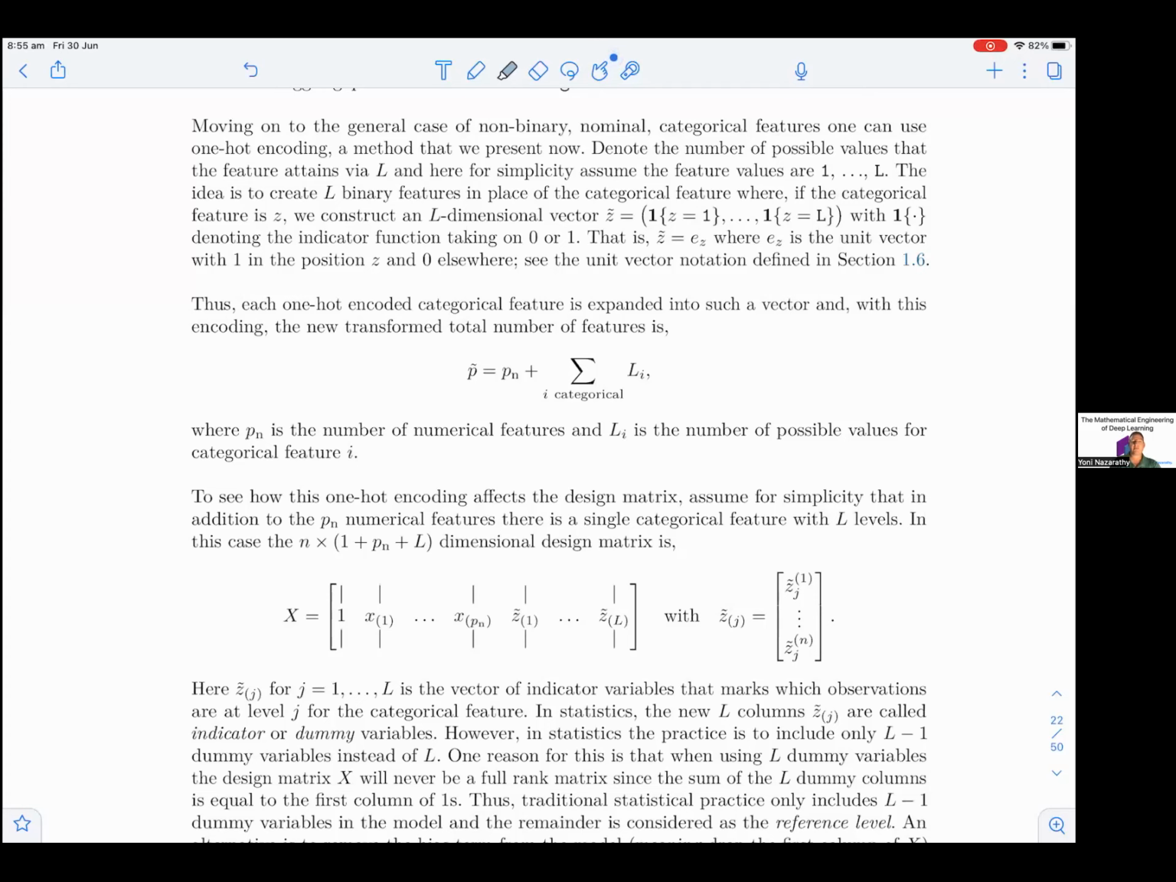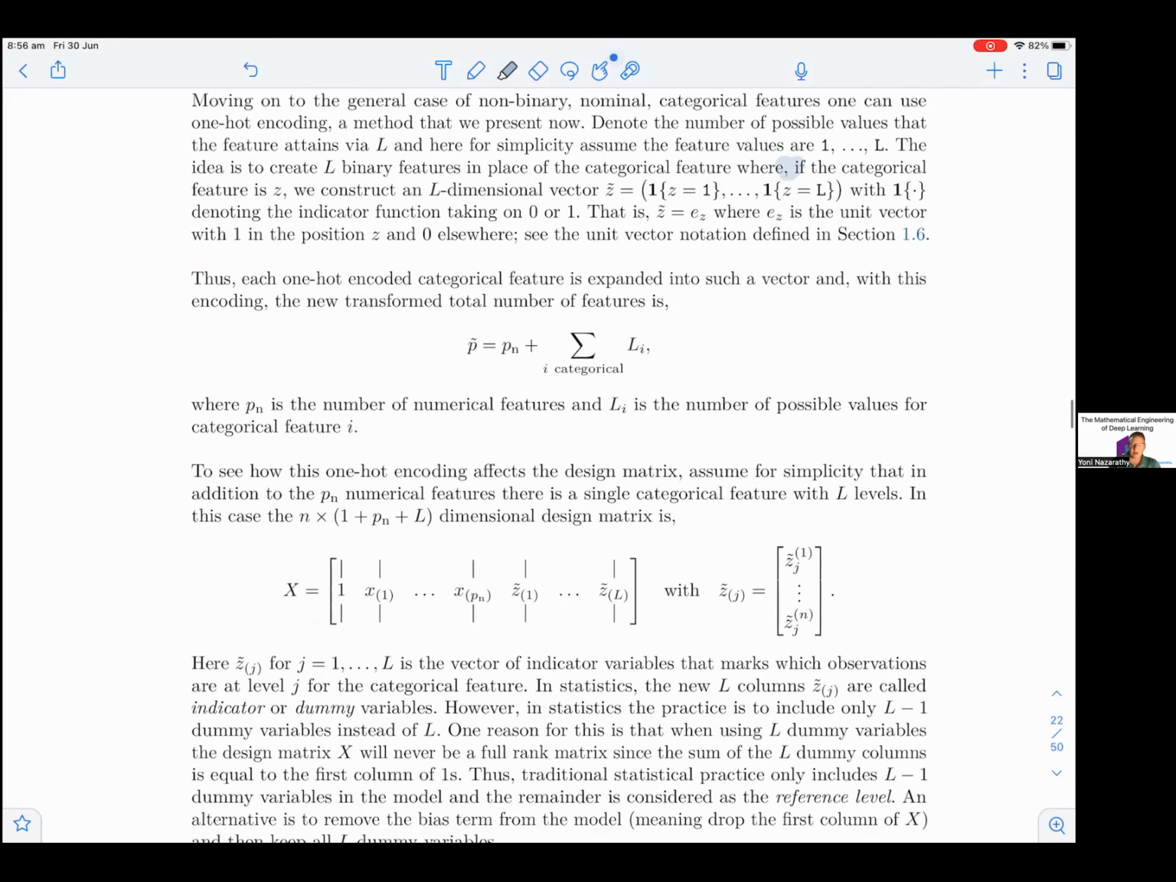If the categorical feature is Z, we construct an L-dimensional vector, Z tilde, which is composed of the indicators 1 of Z equal 1 up to 1 of Z equal L, with 1 denoting the indicator function, taking on 0 or 1. That is, Z tilde is E sub Z, where E sub Z is a unit vector with 1 in the position Z and 0 elsewhere, and it's an L-dimensional vector. See the unit vector notation defined in section 1.6, chapter 1.